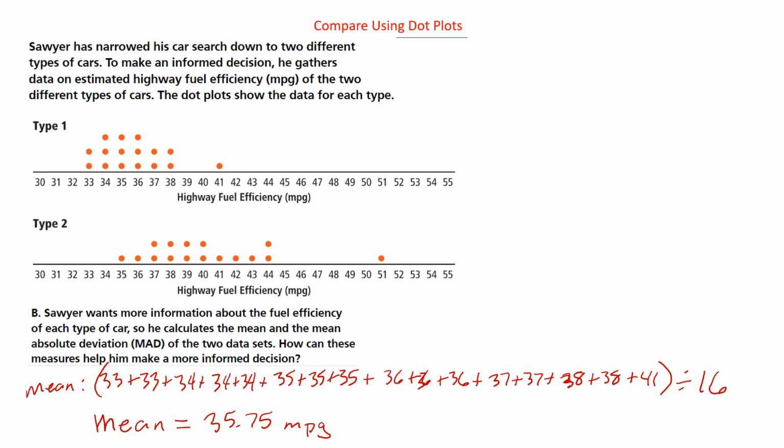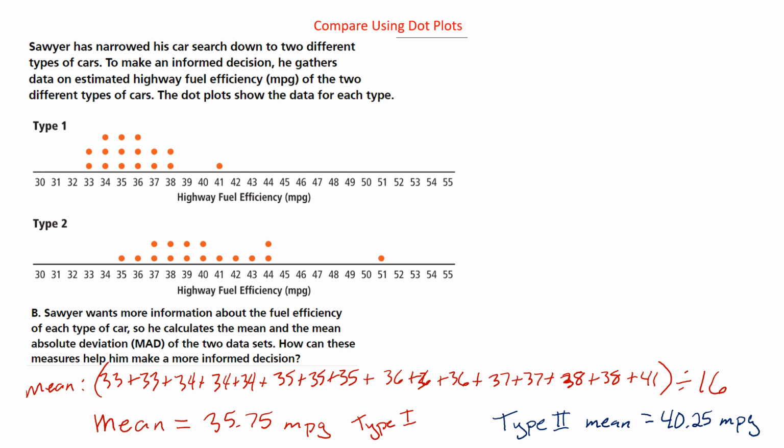You can do the same thing with type 2. If you are uncomfortable finding the mean, or you're not sure and you want to practice, pause this. Add the type 2 up. Divide by the total number there. 5, 6, 7, 8, 9, 10, 11, 12, 13, 14, 15, 16. It's 16 again. When you do that, you should get that the type 2 mean is 40.25 miles per gallon.